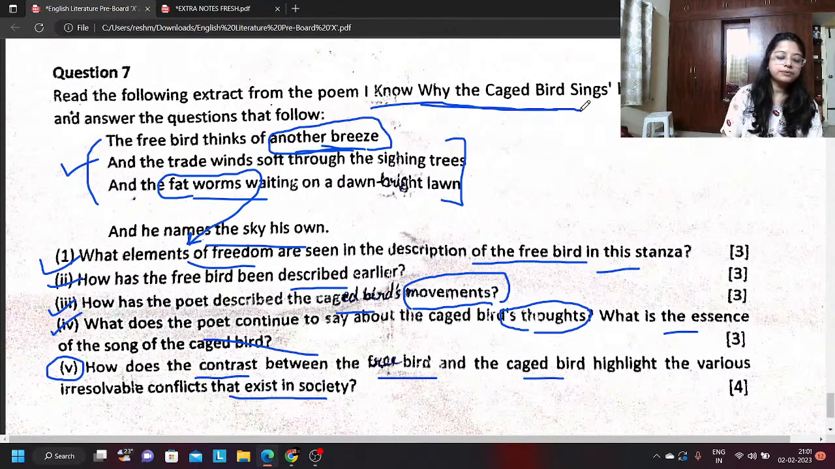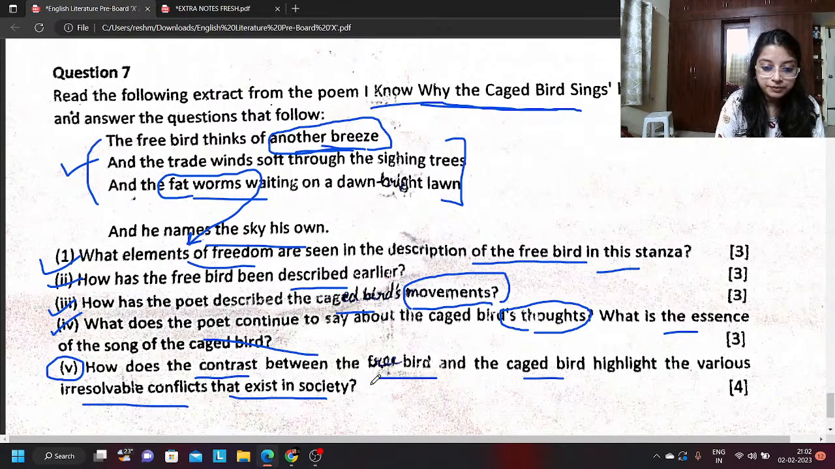Aryan, you have simply written about the conflicts. We have to mention particularly about the conflicts in the society. यहाँ पे free bird और cage bird के बारे में क्या क्या बोले गए हैं, we don't have to write over here. That though we have already written in 1, 2, 3, 4. Fifth one is about the society.